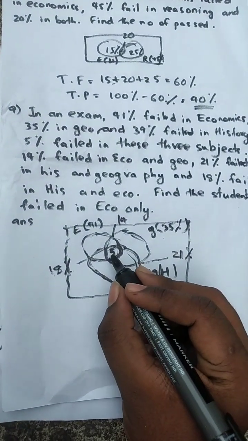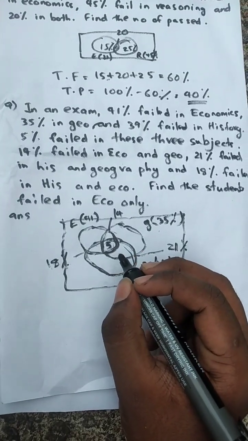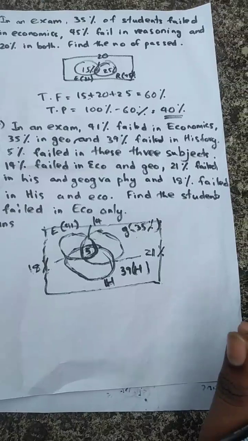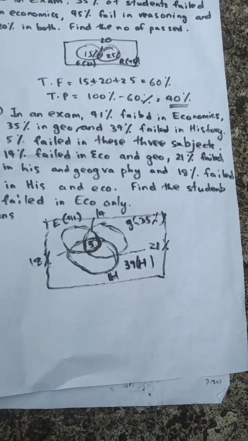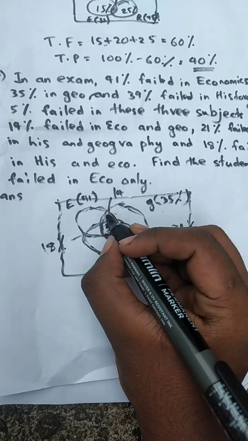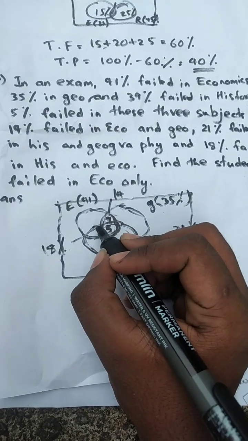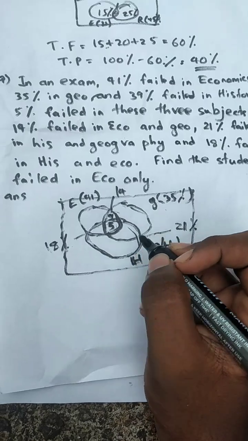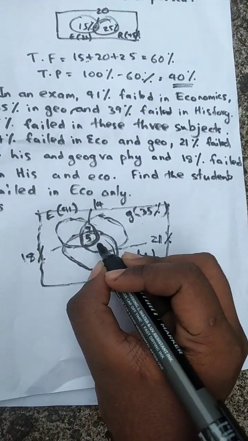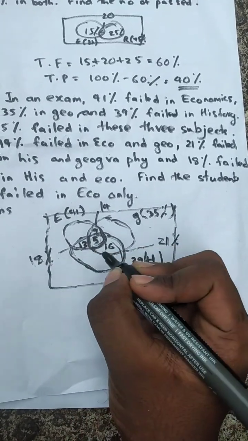So in economics, geography and history, 5% of students failed in all three subjects. So for the 14%, the value of this area would be 9. The students who failed only in economics and geography, except history, would be 9%. And for this one, 21 minus 5 would be 16. This area would be 16, and 18 minus 5 would be 13. This area would be 13.